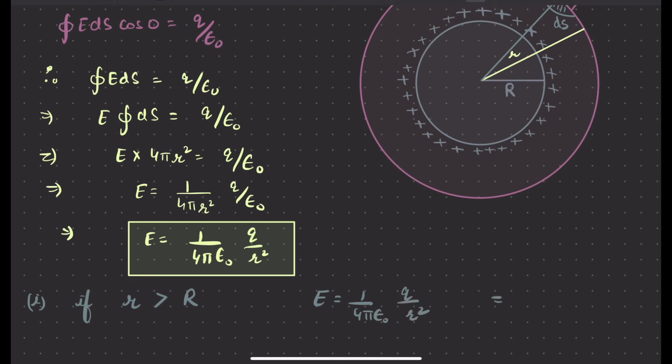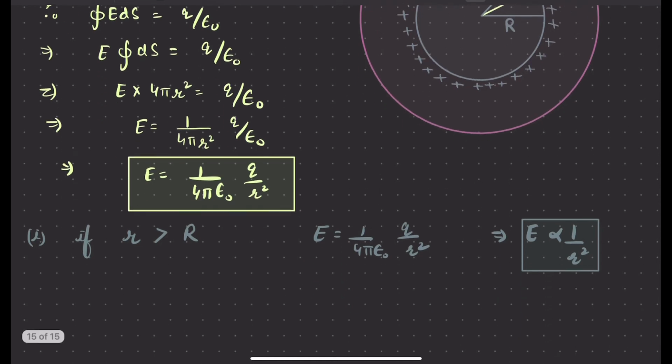That means from here we can say E is inversely proportional to the square of r. So this is the expression for the electric field intensity when the radius of the Gaussian sphere is greater than the radius of the spherical shell which we have considered.